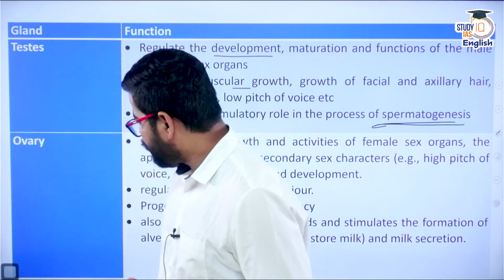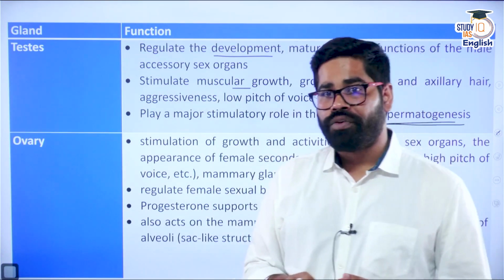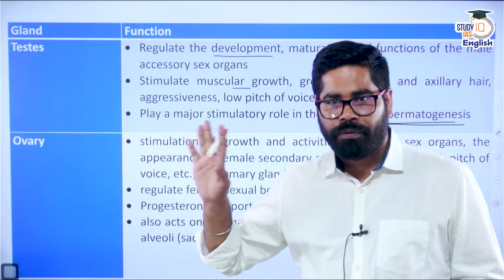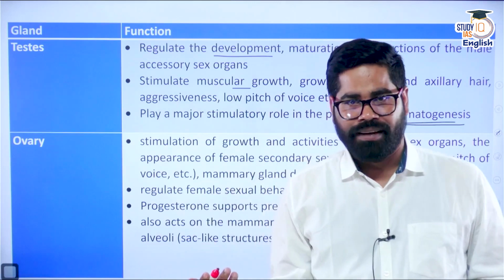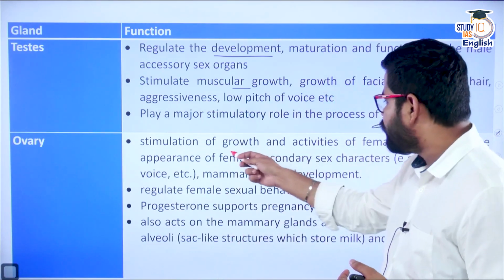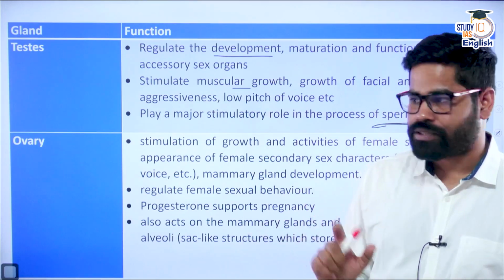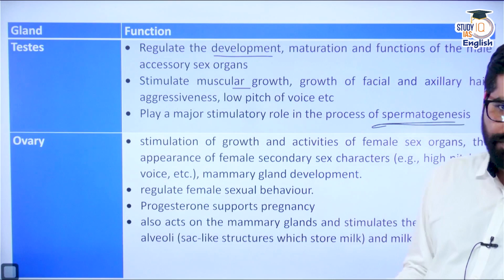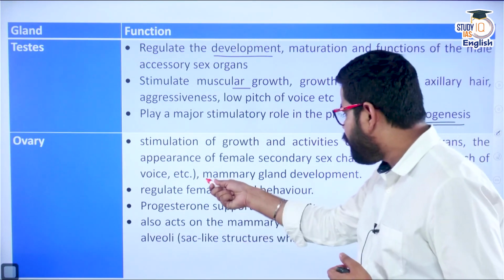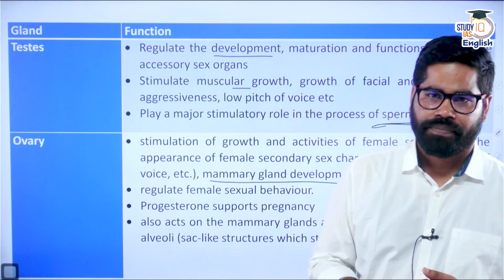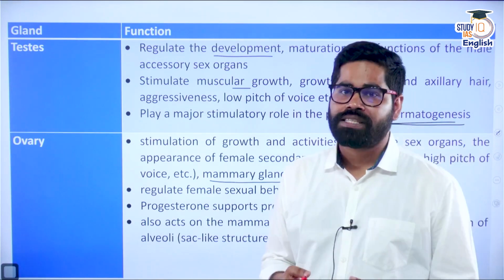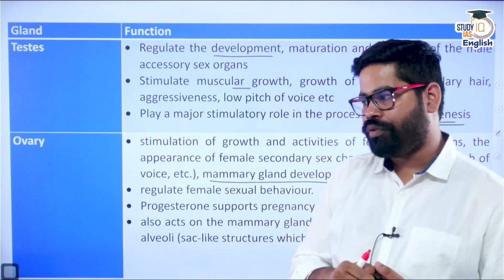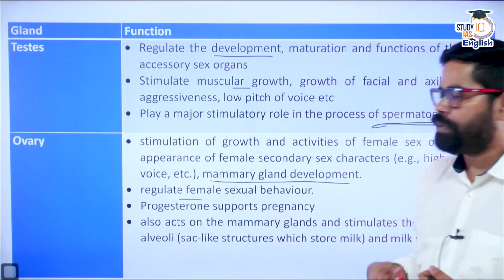In the female body, there is a gland called the ovary. Now this ovary is responsible for the same function which is performed by the testis in the male. It is responsible for the growth and activities of female sex organs, appearance of secondary sex characters, for example, high pitch of voice, as well as development of the mammary gland. The gland responsible for breastfeeding, that is again the ovary. So it is regulating the female sex behavior.